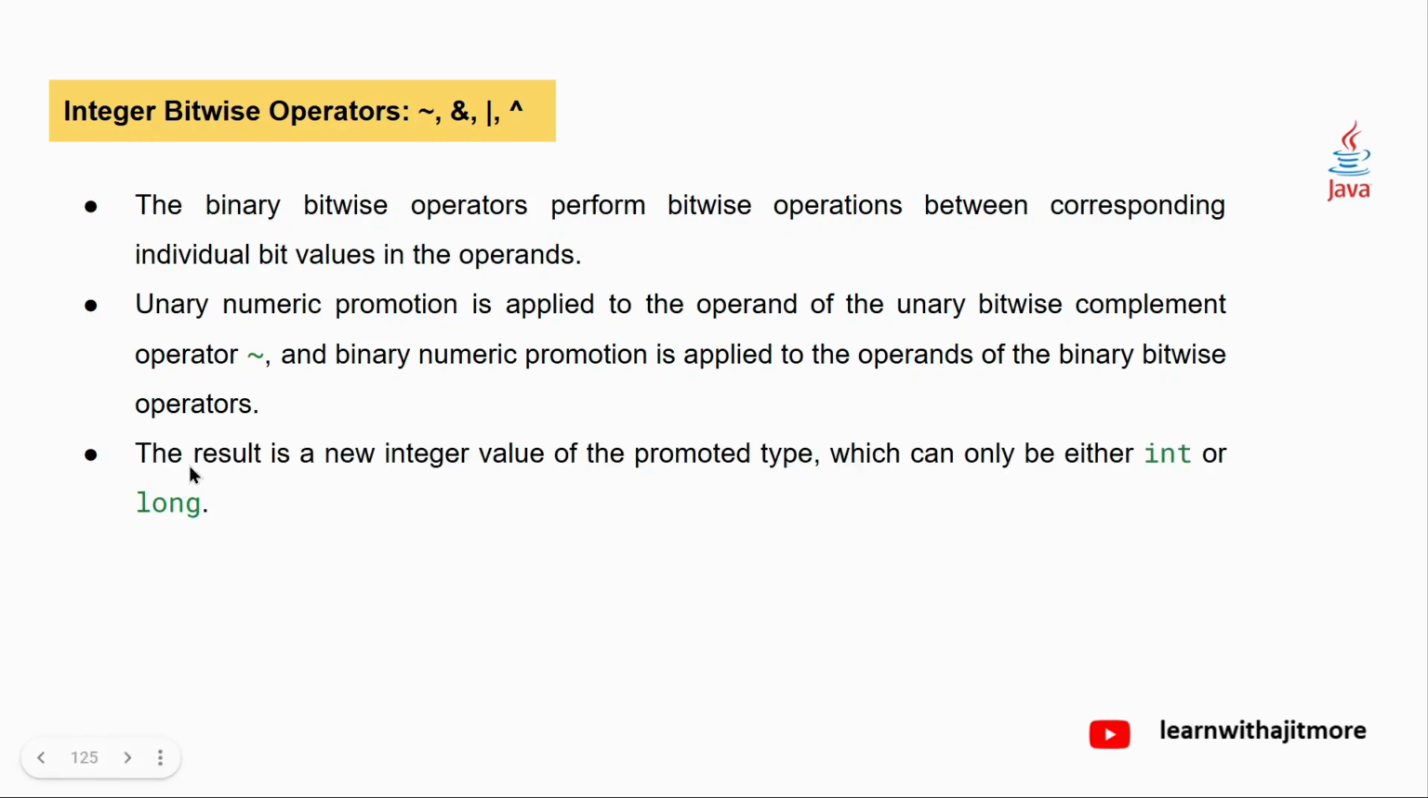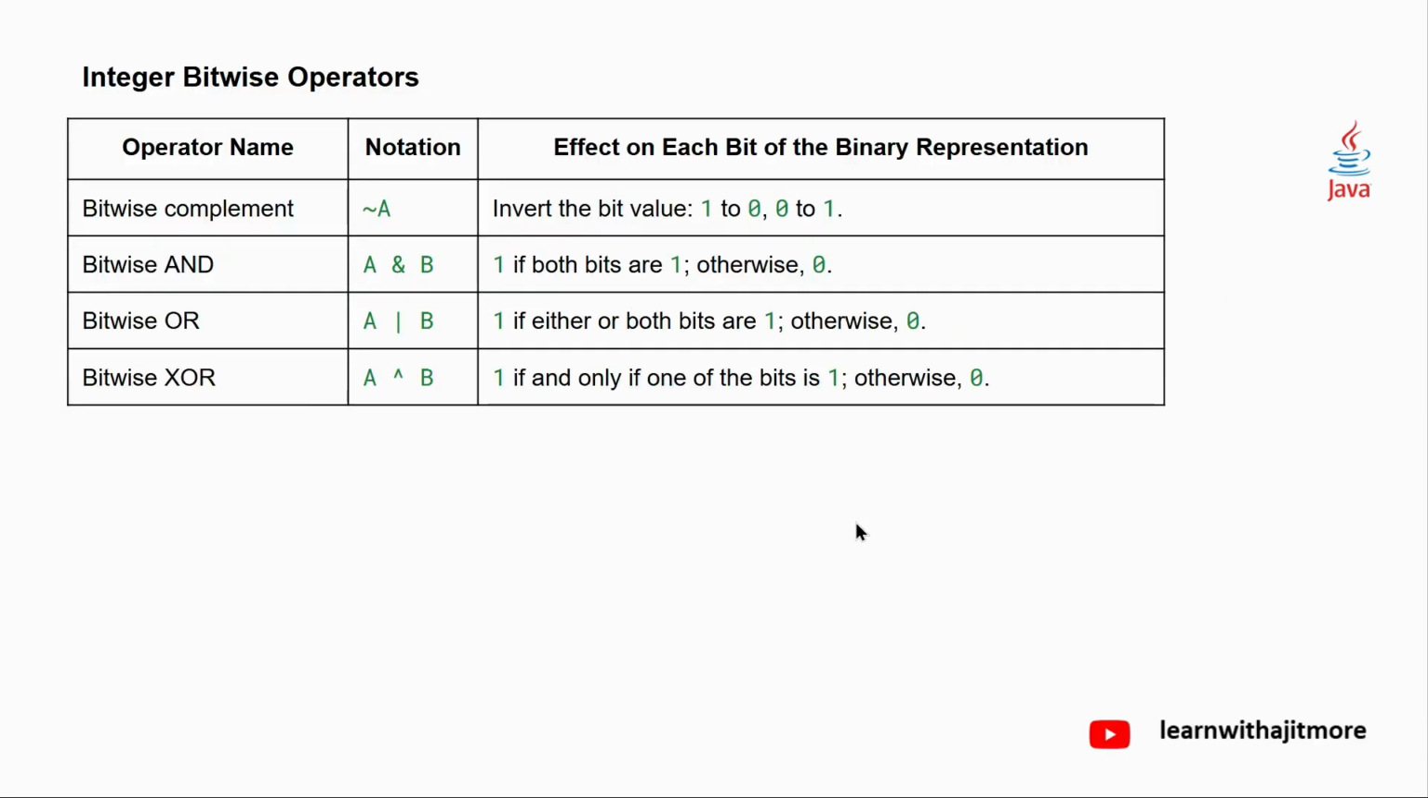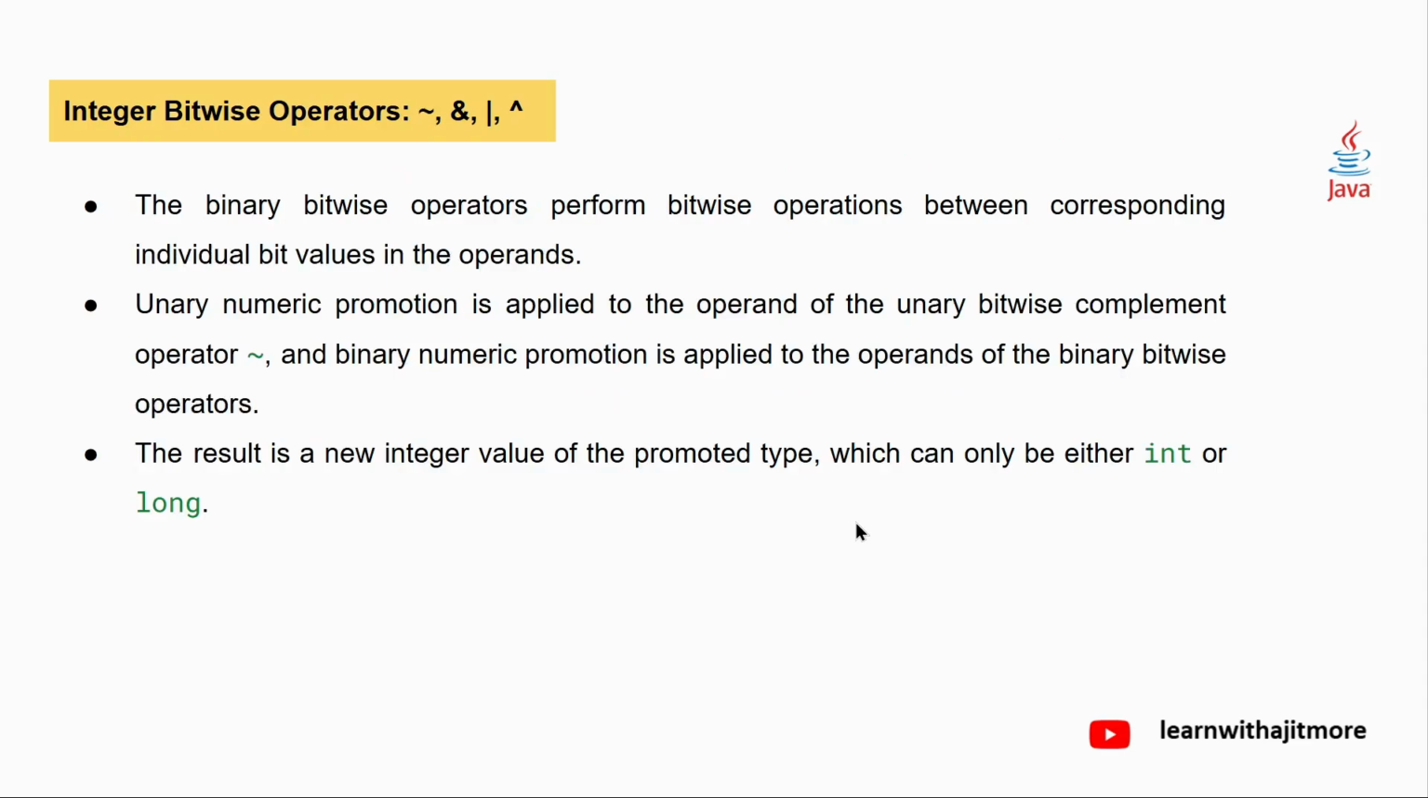Okay. And the result will be either int or long. I hope you remember the promotion rules, guys. Char is promoted to int, byte is promoted to short, short to int. So all these are ultimately promoted to int, and int to long. Long to float, float to double, but float and double are cut off. Why? Because it's going to work only on integers. Okay. Now how they work, that I'll tell you.